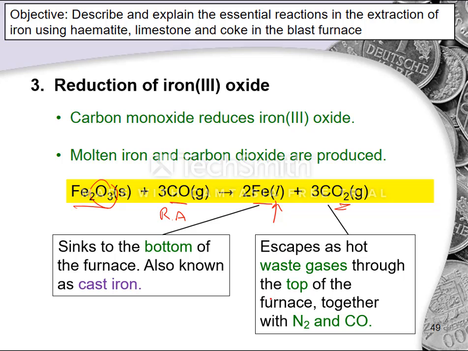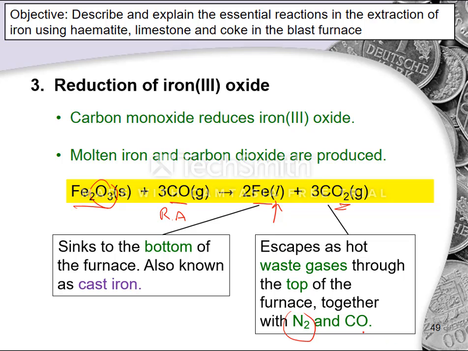And take note, nitrogen actually escapes. Where does nitrogen come from? Nitrogen comes from the air, right? We know that 78% of air is made up of nitrogen. So even in air enriched with oxygen, you probably have 60% of the air itself containing nitrogen. And this nitrogen does not react, hence it comes out from the blast furnace as nitrogen itself.